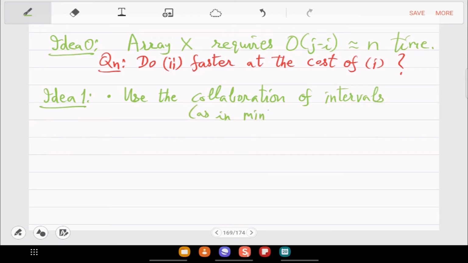So this collaboration trick, we had also used in the min range problem in the first month of the course. Collaboration means that we'll first of all look at intervals. So (i, j) is an interval, which overlaps with the (i+1, j) interval, which overlaps with the (j-1, j+2) intervals. So all these intervals, although they are n square many, they overlap a lot.